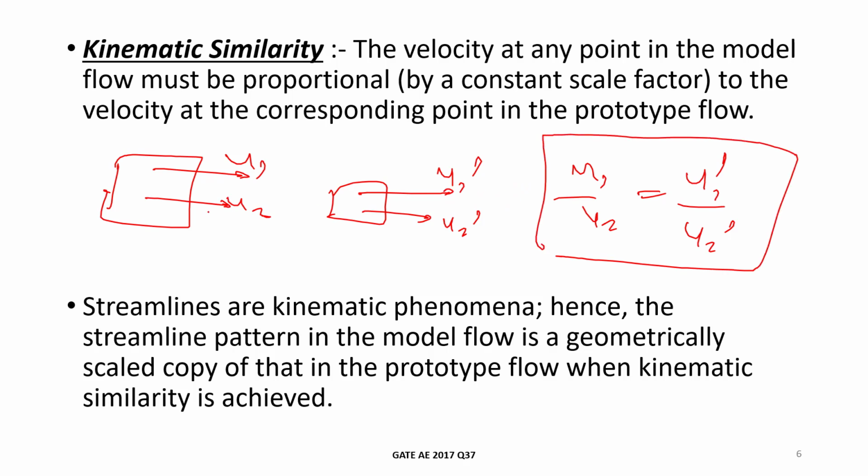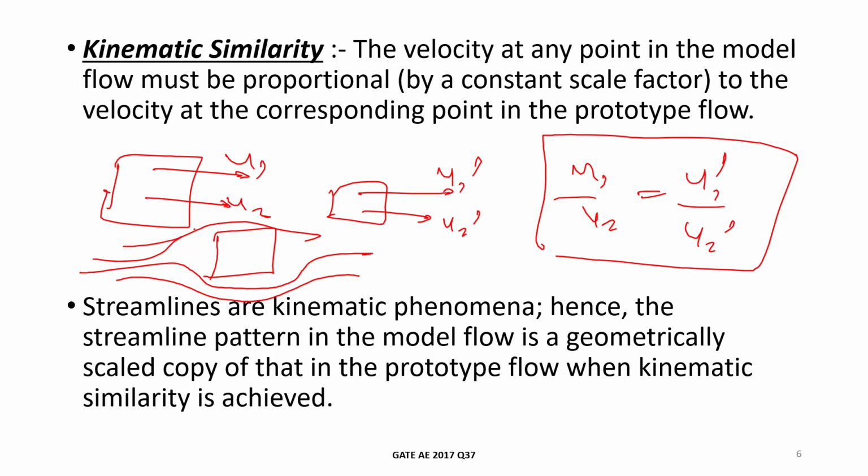So for kinematic similarity, it is necessary to have geometric similarity. Streamlines are kinematic phenomena, hence the streamline pattern in the model flow is a geometrically scaled copy of that in the prototype flow when kinematic similarity is achieved. So if there is kinematic similarity, then the geometric pattern of the streamlines will be the same for model and prototype. It is only the scaled version of each other.